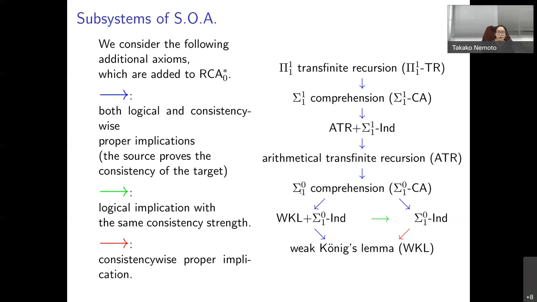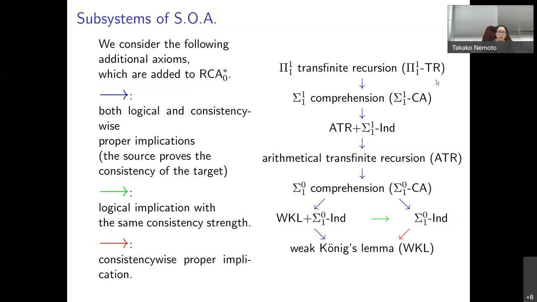and a slightly stronger one is sigma zero one comprehension, sometimes called arithmetical comprehension. We also have a transfinite iteration of arithmetical comprehension according to well ordering, which is called arithmetical transfinite recursion. And we have more systems.